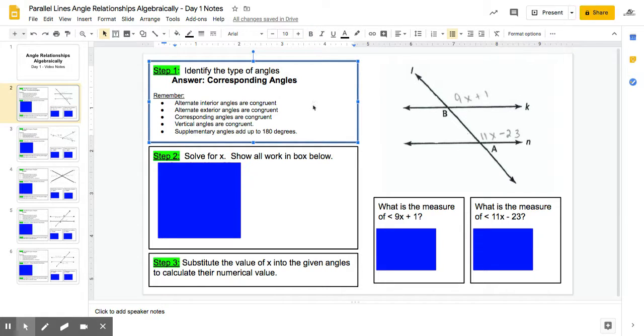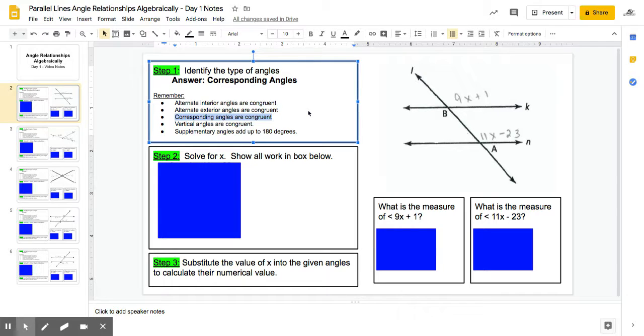Now, it's great that you know if those are corresponding angles, but you need to know the significance of corresponding angles. Well, what does corresponding angles mean? I have all of the definitions listed here for you. I want you guys, after you identify the type of angle, to highlight the piece of information that's going to help you create your algebraic equation.